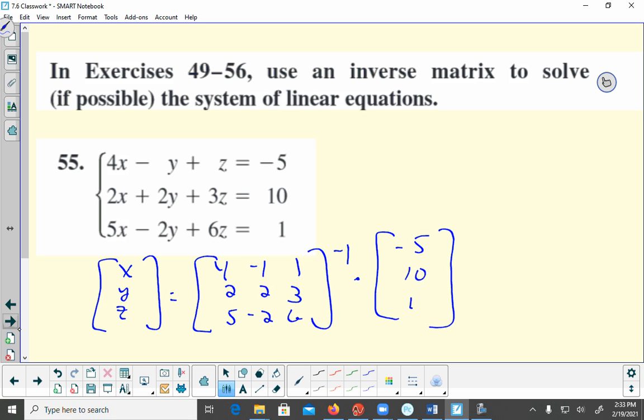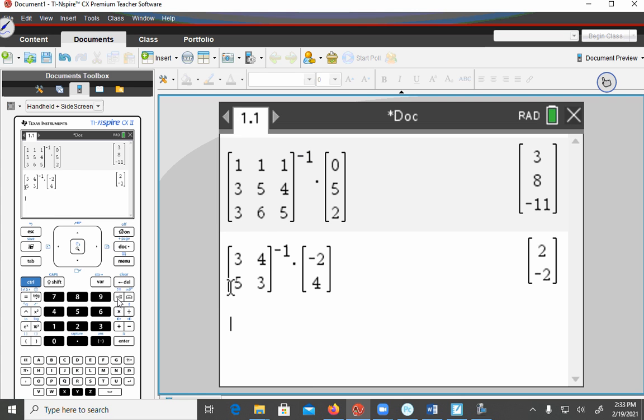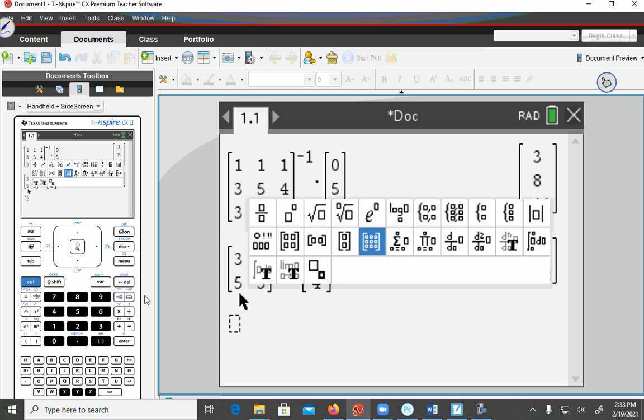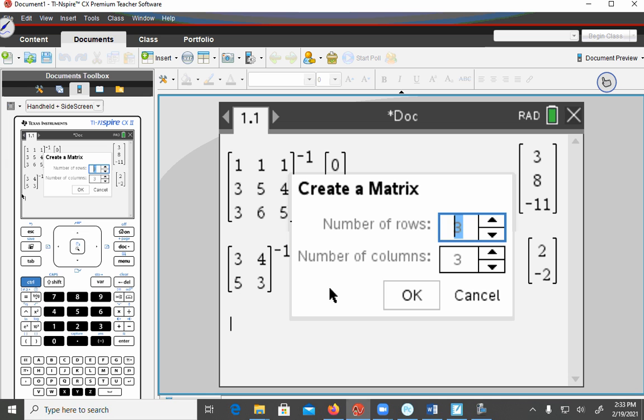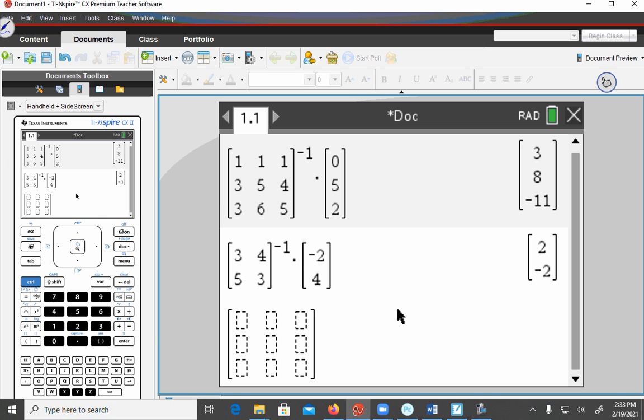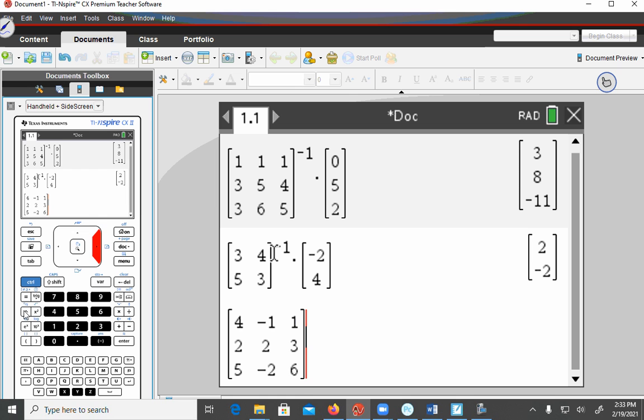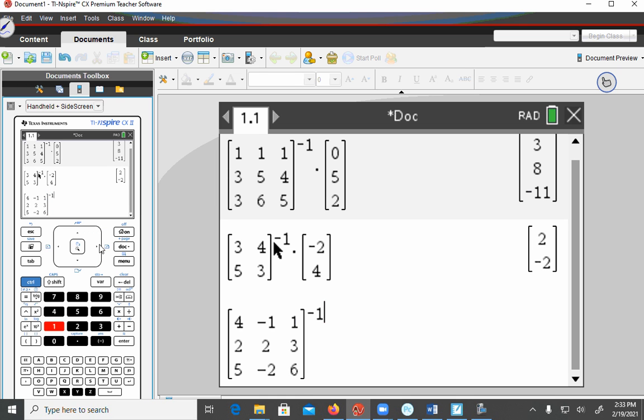So I am going to go to that matrix. I'm going to the customizable one. I'm going to hit enter. I'm going with the 3 by 3. I'm typing in those coefficients. So 4, don't forget the negative sign. And then I'm going to get out of there and raise it to the -1. Bring the cursor down, then hit times.